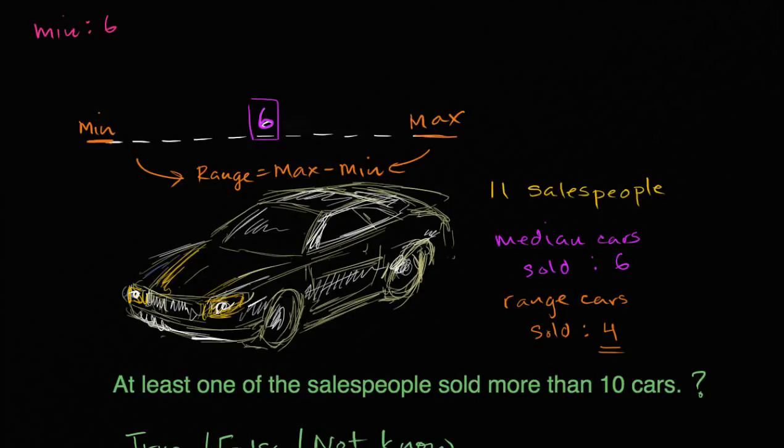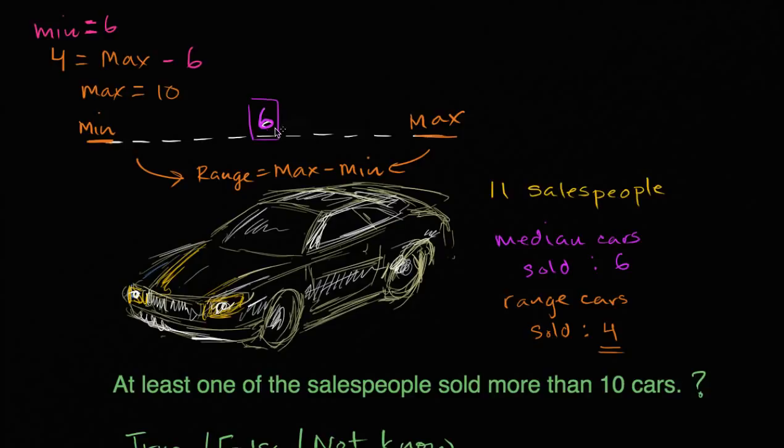Well, remember, the range is equal to, we know that the range is 4. The range is equal to the maximum minus the minimum. And so the maximum in this case would be 10. Max would be equal to 10 if the min is equal to 6, and instead of colons, I'm going to write an equal sign.